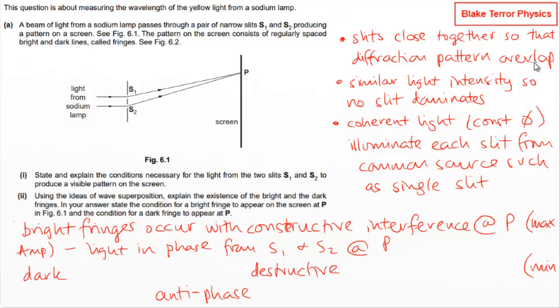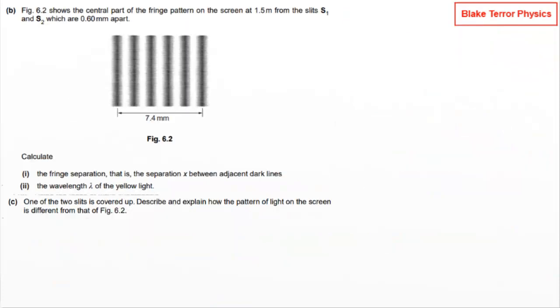This is, as we know, carrying on onto the next sheet because we've got this picture of our fringes. So this shows the central part of the fringe pattern. The screen is at 1.5 meters. The slits are 0.6 millimeters apart. Calculate the fringe separation. That is the separation X between the adjacent dark lines.